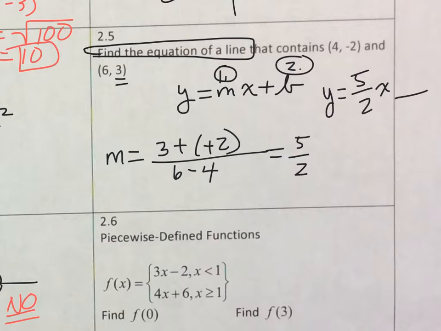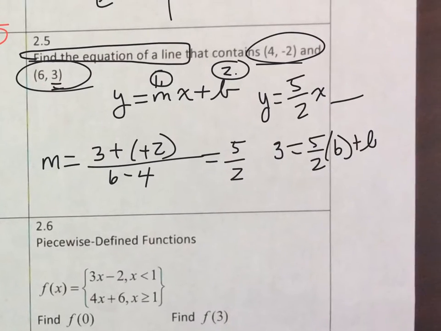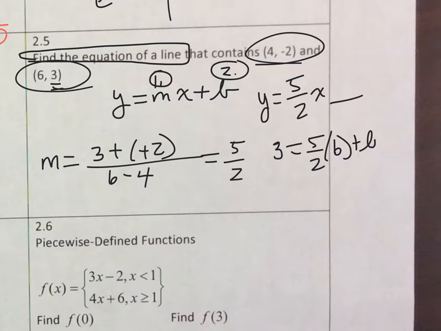And I need to find the b. And to find the b, we can use either of our 2 points. It doesn't matter. Any one will work. I think I'll use 3, 6. So 3 will equal 5/2 times 6 plus b. So 3 will equal 5/2 times 6 is 15 plus b. So b is going to equal -12. And our line is y equals 5/2 x minus 12.